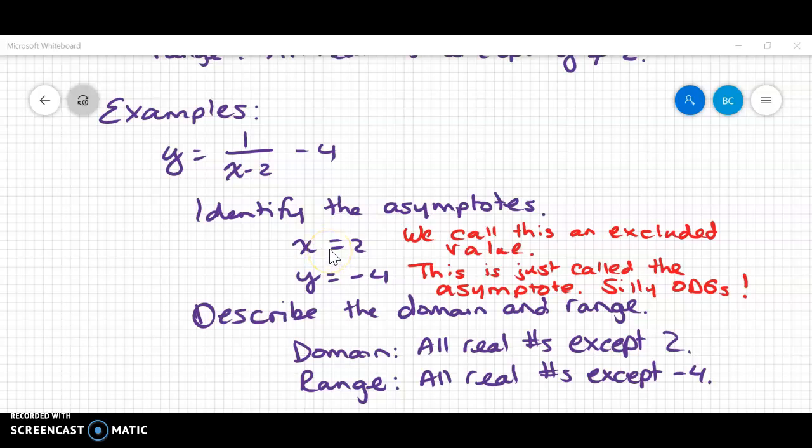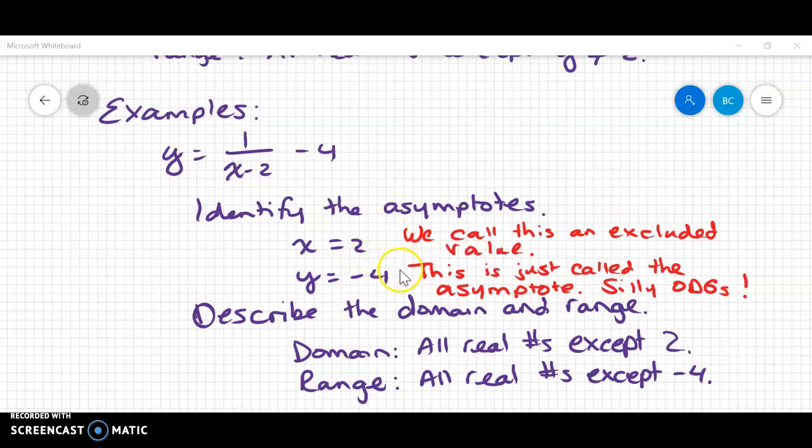We don't call this not equal to. We're defining the line right here that the graph is never going to touch. And then this tells me that everything's going to be shifted down 4 units. So instead of having the asymptote at y equals 0, which is the x-axis, I'm shifting it down 4. So y equals negative 4 is the asymptote that's horizontal.